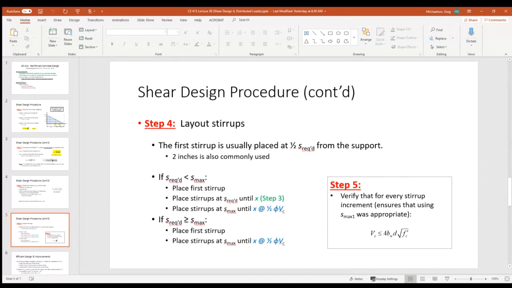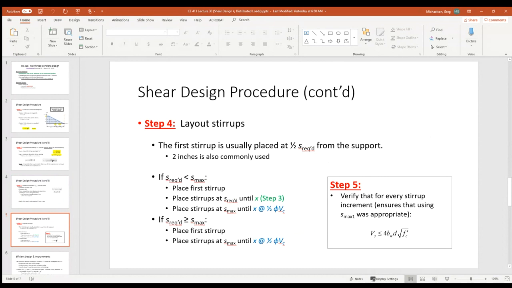And last, you need to actually design it and lay out the stirrups. So your first stirrup is usually placed at half of your S required from the support. A very common value is to place your first stirrup 2 inches from the support, and we're pretty much going to use that for the entirety of the semester. So we'll always place our first stirrup 2 inches from the support.